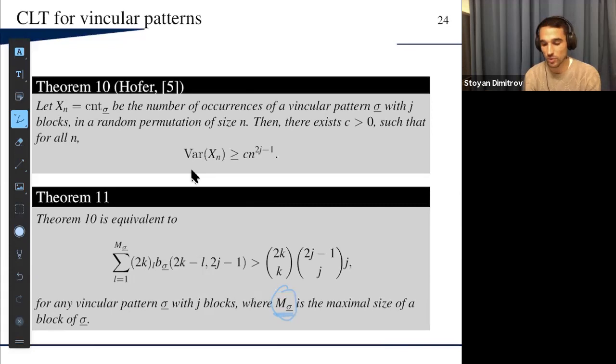Then the maximal size of a walk is k, and the calculation is very easy. Then you can show that this is indeed true. However, for arbitrary vincular patterns, we were not able to prove this inequality, but we would still be very interested to see either an algebraic or a combinatorial proof here.